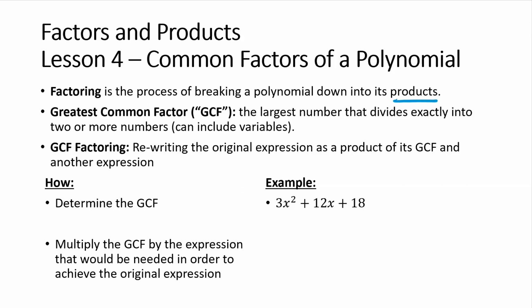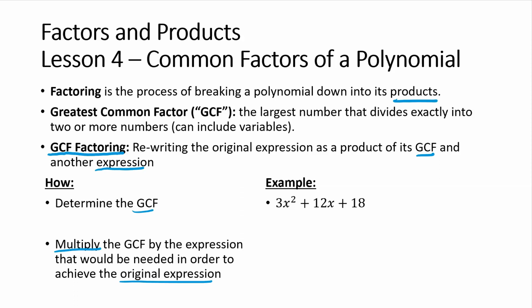So we put those two pieces together and look at greatest common factor factoring. What we're doing is rewriting the original expression as a product, a multiplication of its greatest common factor and another expression. To do that, there are just two steps. First, determine the greatest common factor of the polynomial, and then multiply it by an expression that would be needed in order to achieve the original expression. Sounds weird, but let's take a look at an example.